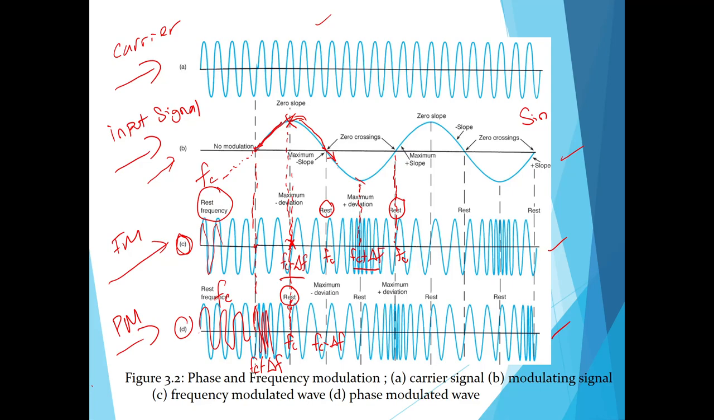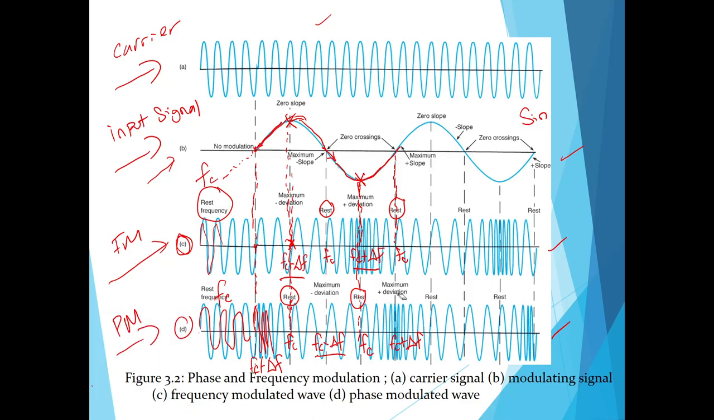Okay, and then the input message signal moves towards the maximum negative peak over here. So what happened to the carrier? The carrier will change from minimum, FC minus delta F, to the rest frequency FC. And then the input signal moves from maximum negative to the zero crossing. What happened is that the carrier frequency changes from FC until FC plus delta F. So that's why you see the waveform ripples close to one another, which means that the frequency is at maximum.